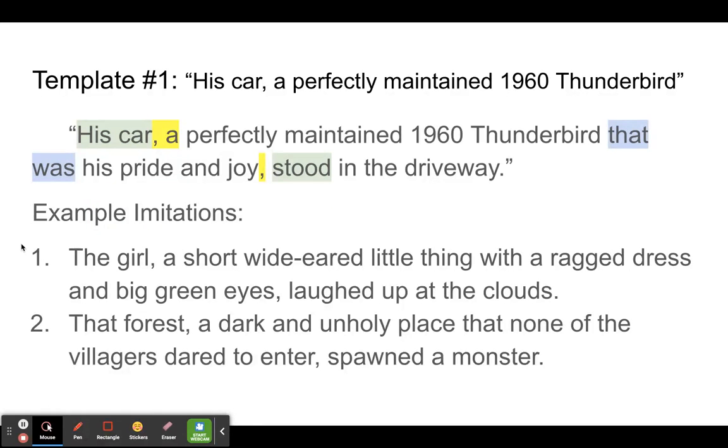So let's look at some example imitations. Number 1: "The girl, a short, wide-eared little thing with a ragged dress and big green eyes, laughed up at the clouds." And so you get this same structure. "The girl laughed up at the clouds" would be the main subject and verb of the sentence, but then this appositive phrase can be inserted between these two commas to add this descriptive detail. And number 2: "That forest, a dark and unholy place that none of the villagers dared to enter, spawned a monster." So subject, verb, split the subject and verb with the commas and add in your appositive phrase to describe what the forest is.